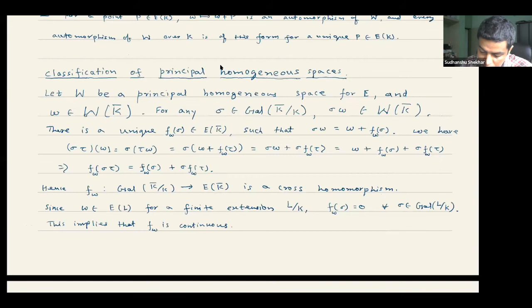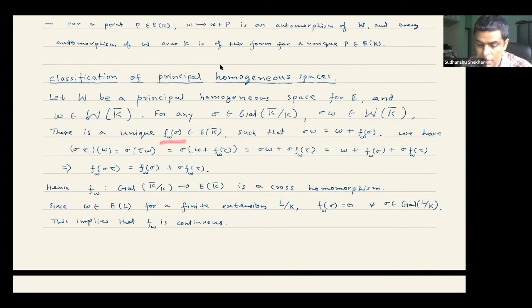There exists a unique element f_W(sigma) belonging to E(K bar). Remember, if you have two points W and W prime in a principal homogeneous space, then they differ: there exists a unique element A in the group such that W equals W prime plus A. That's what we are using here. So from there we get sigma W equals W plus an element in the points of the elliptic curve over K bar.